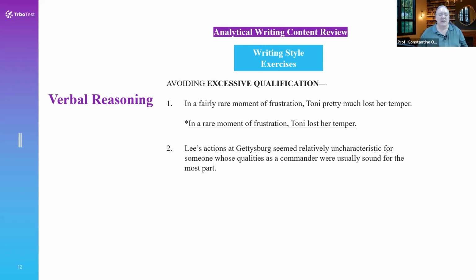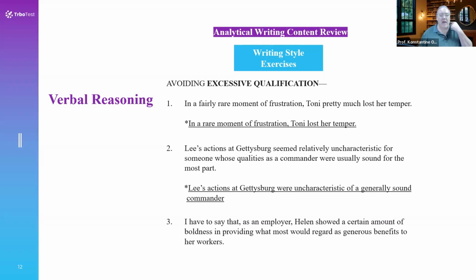Lee's actions at Gettysburg seem relatively uncharacteristic for someone whose qualities as a commander were usually sound for the most part. Rewrite. Lee's actions at Gettysburg were uncharacteristic of a generally sound commander.